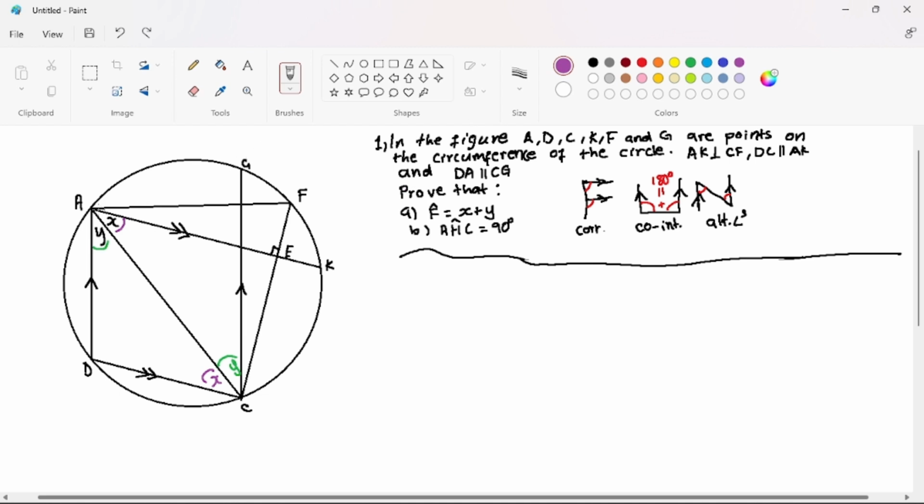What I'm trying to say, guys, is that AFCDA is a cyclic quad, right? Or a cyclic quadrilateral. So what does that mean to us? It means that when you add the opposite vertices or corners like F plus D, you must get 180 degrees.